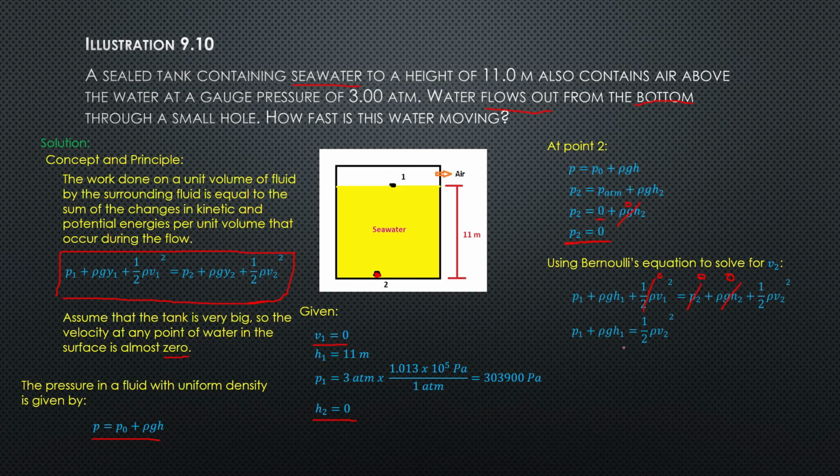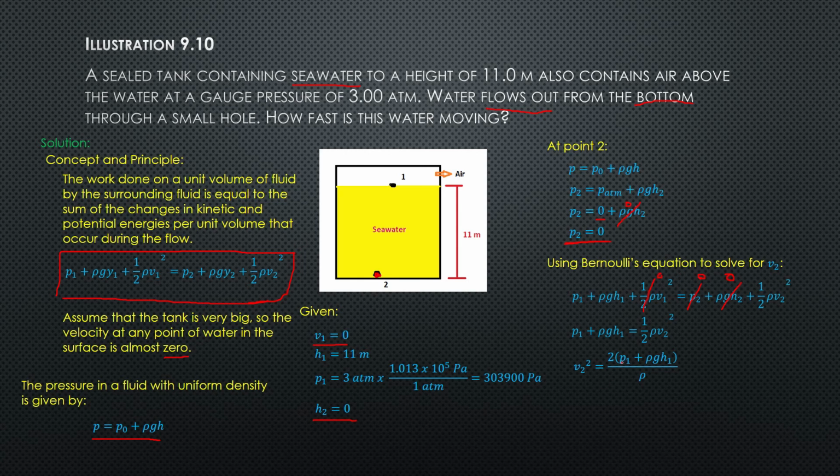Now simplifying this equation, solving for the velocity v2. So that is v2 squared. Multiply both sides by 2, so there will be a 2 here. Then dividing both sides by density, this will be v squared.